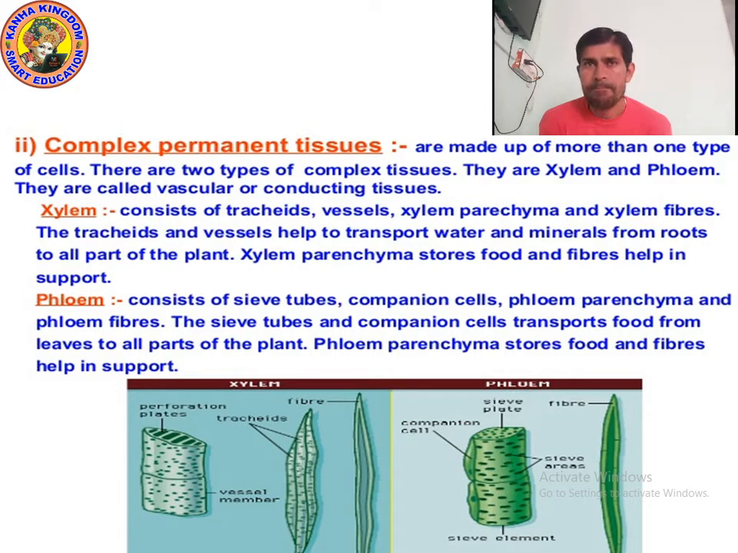So, xylem. Xylem consists of tracheids, vessels, xylem parenchyma, and xylem fiber. So xylem tissue is made of four types of cells. Which are the cells? Tracheids, vessels, meaning tracheae. What is the spelling of tracheae? Trachea. So tracheids, vessels meaning tracheae, xylem parenchyma and xylem fiber. Trachea means vessel.